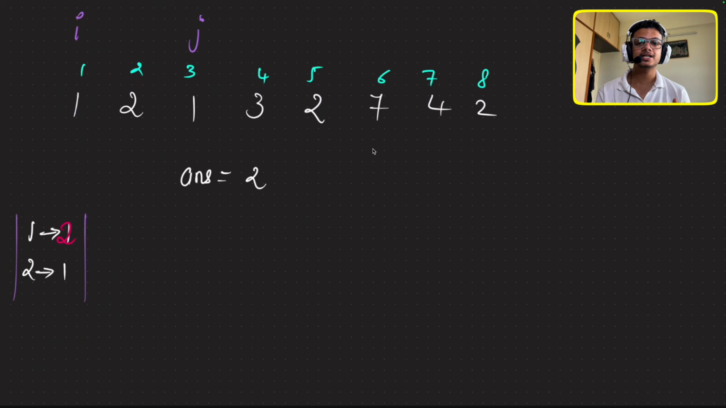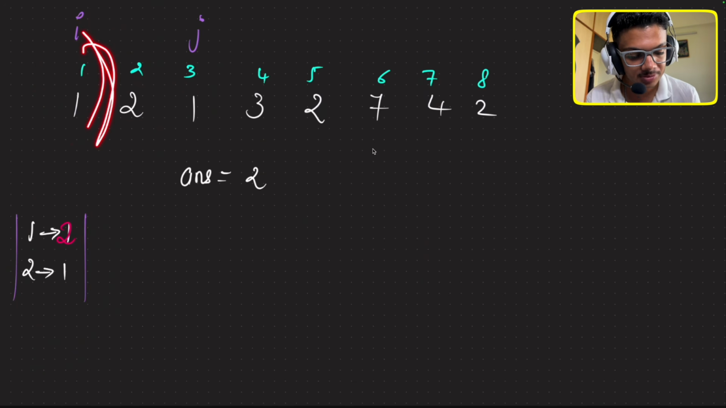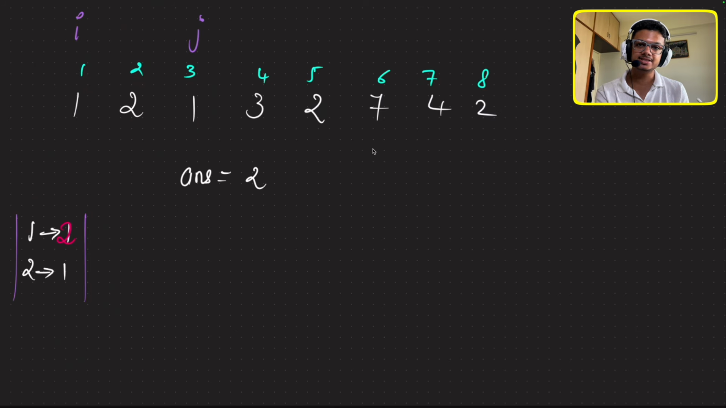Now, before updating the answer, you have to shrink the window from the left. Just enough. Why just enough? Because we want the longest. Just enough such that we have unique elements present again.